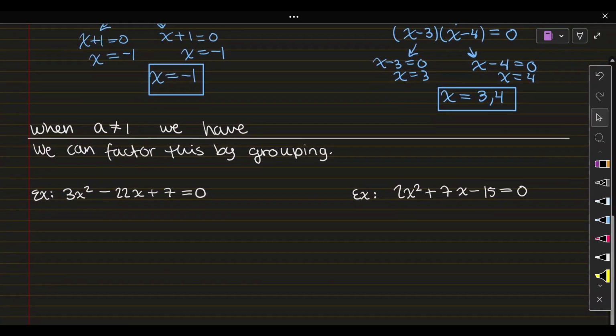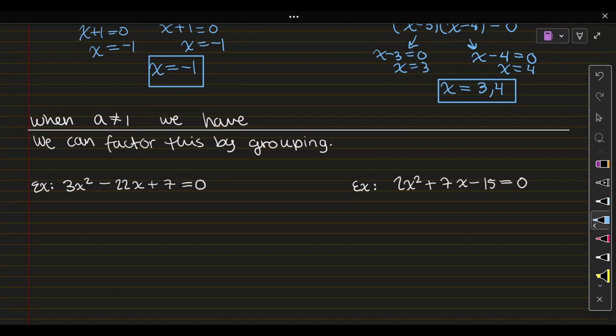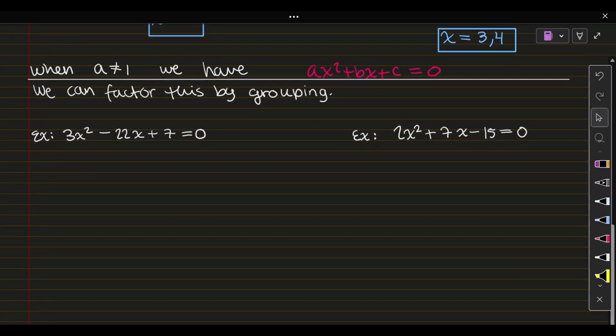Okay, moving on. When a does not equal 1, we have the full quadratic equation, ax squared plus bx plus c equals 0, and we're going to factor these by grouping. To start the process, it's kind of the same as the target product, target sum method. We're still trying to find factors of something that add to something, but this time we want factors of a times c that add to b.